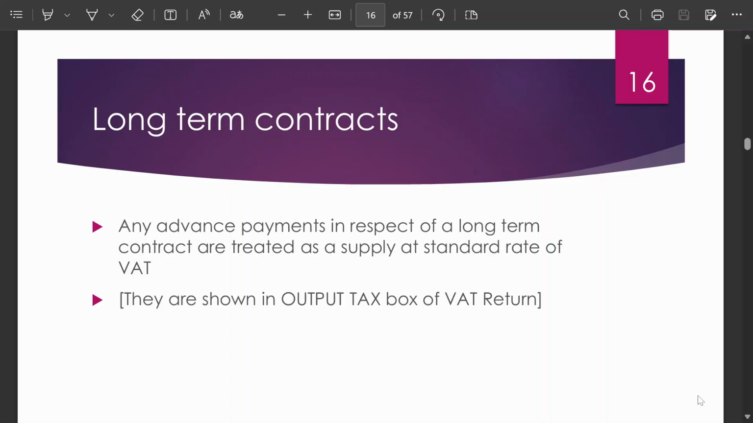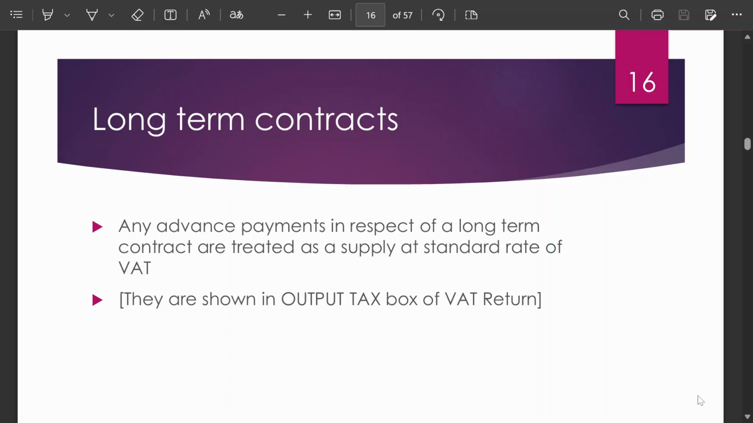But anyway, the bottom line is in VAT we go by a cash basis. So whenever you receive a payment for this kind of thing, we go by cash basis. So even if there's a long-term contract, maybe a long-term construction contract going on, you are providing a service, or maybe you're providing some supplies, and from time to time you receive payment. The moment you receive payment, you have to charge the output tax on it, okay? So supply at a standard rate of VAT, okay?